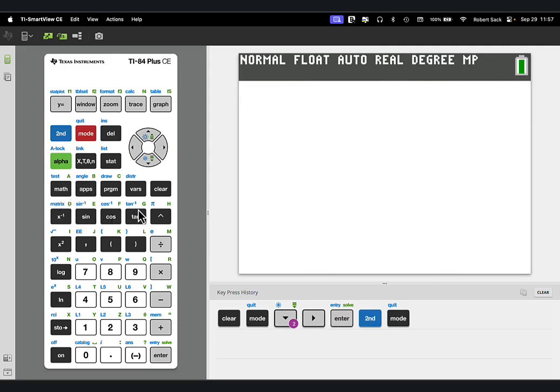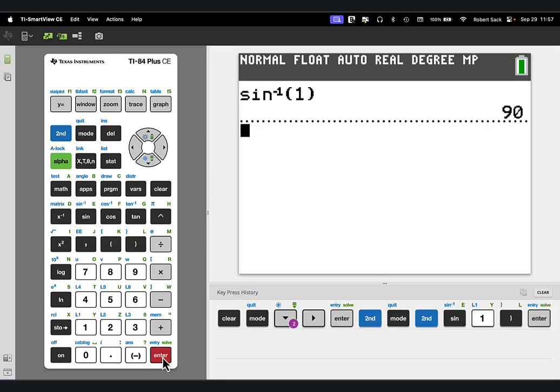The inverse trig functions are located above the regular trig functions. See in blue you have inverse sine, inverse cosine, and inverse tangent. You get to those by pressing the second key and then the corresponding key for the trig function that you want. So for example, if I want to do the inverse sine function, I press second, sine, and I can go ahead and do 1. We close off that, press enter, and notice it gives us 90 degrees.